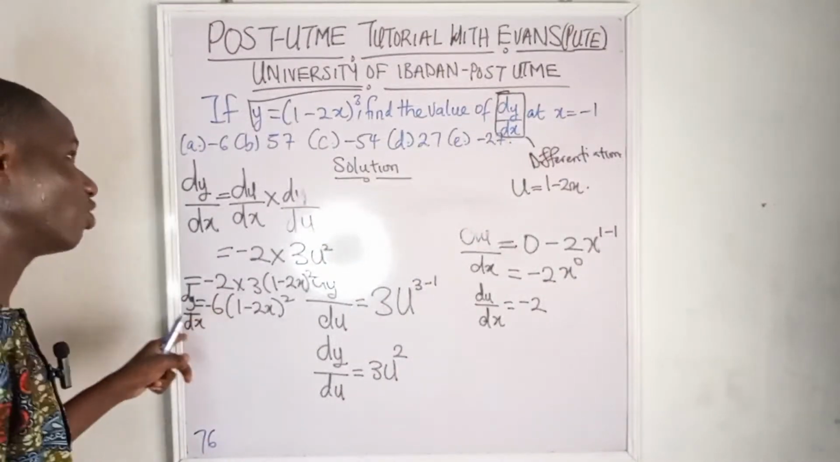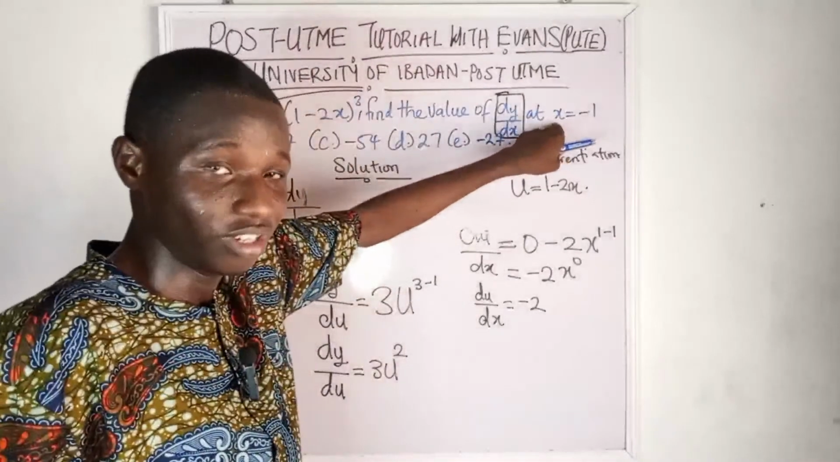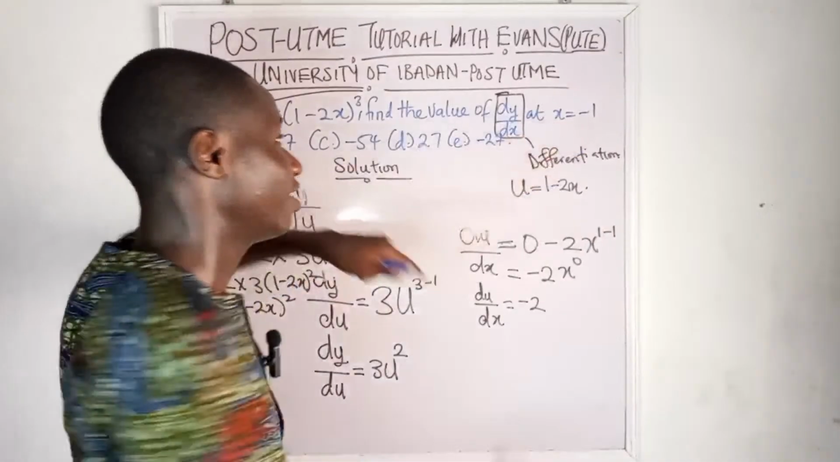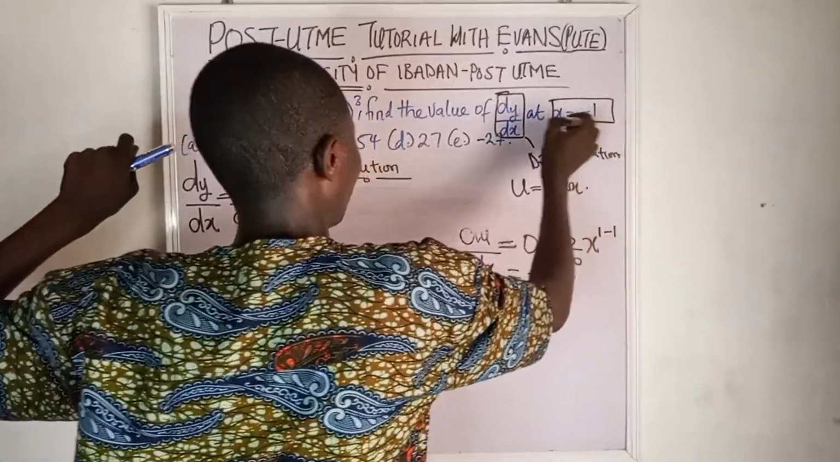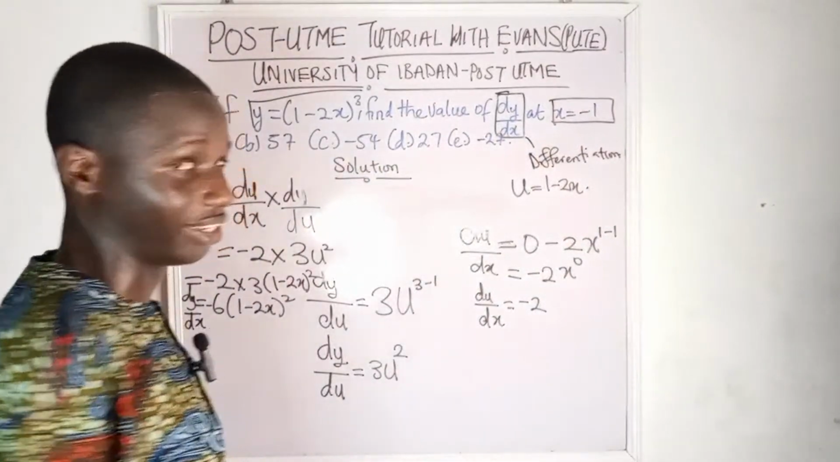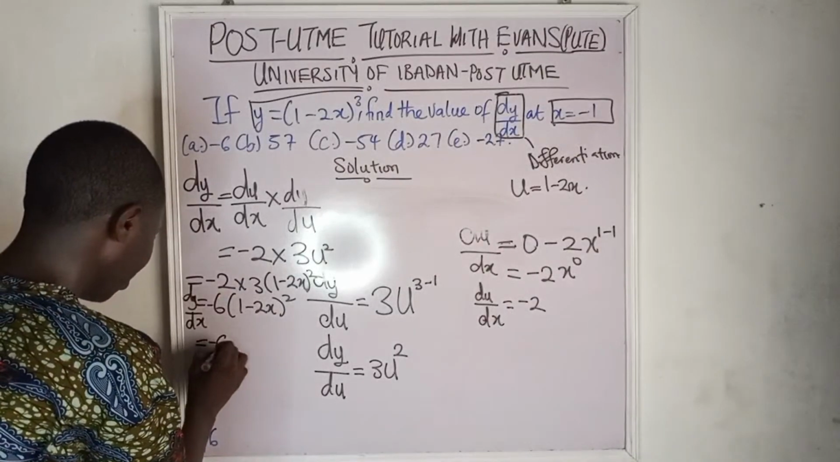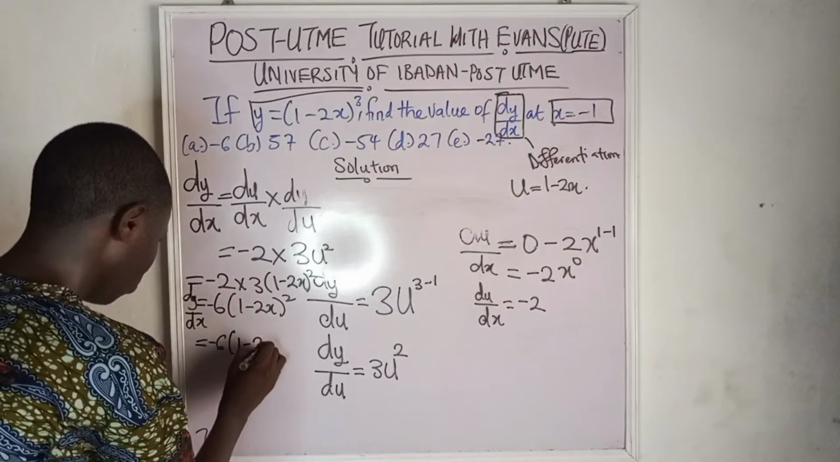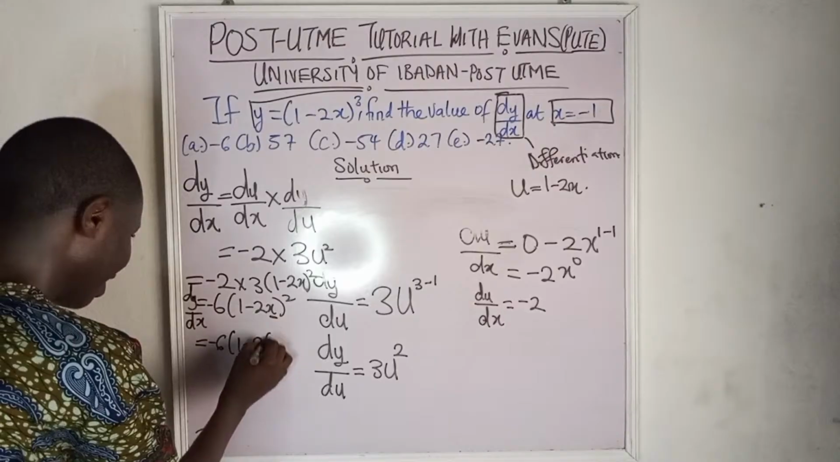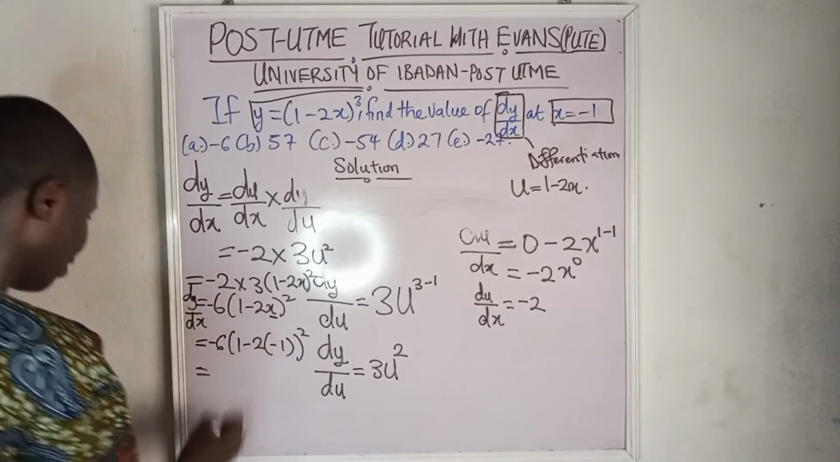So what they're asking us to find is what? dy/dx when your x is minus 1. So what I'm going to do is that this x is equal to minus 1. Anywhere I see x, I'm going to be putting minus 1 there. Do you get the logic? So let's do that. So we're now going to get minus 6 into 1 minus 2 times x. So anywhere I see x, I put what? Minus 1.